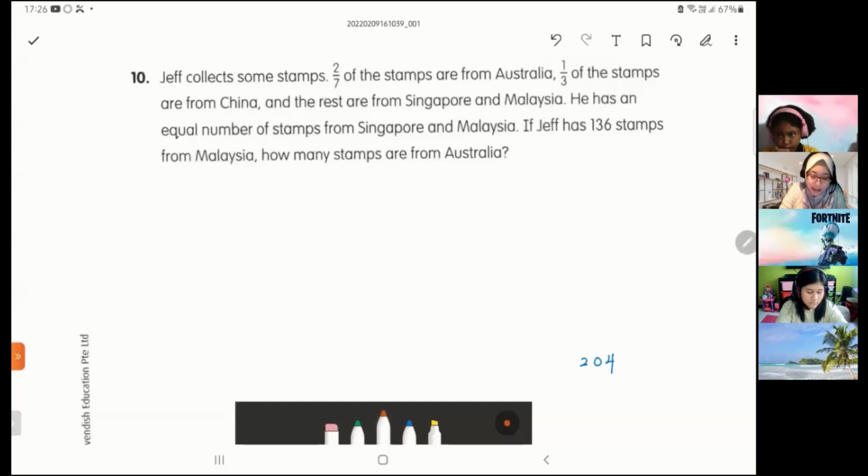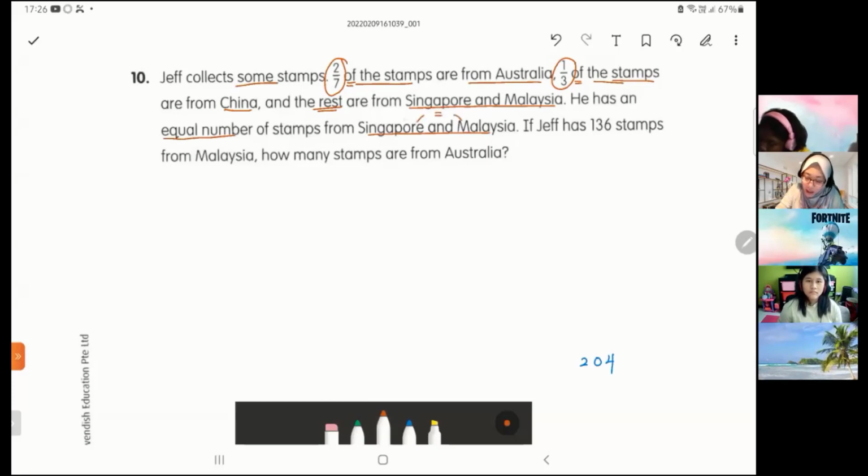Okay, Jeff collects some stamps. I don't know how many, but they mentioned that 2/7 of the stamps are from Australia, 1/3 of the same stamps are from China, and the rest are from Singapore and Malaysia. He has an equal number of stamps from Singapore and Malaysia. These two are the same, so I put equal there. If Jeff has 136 stamps from Malaysia, how many stamps are from Australia?